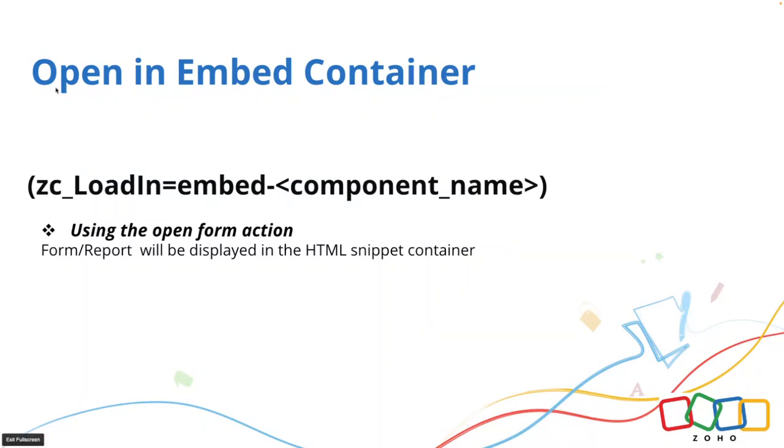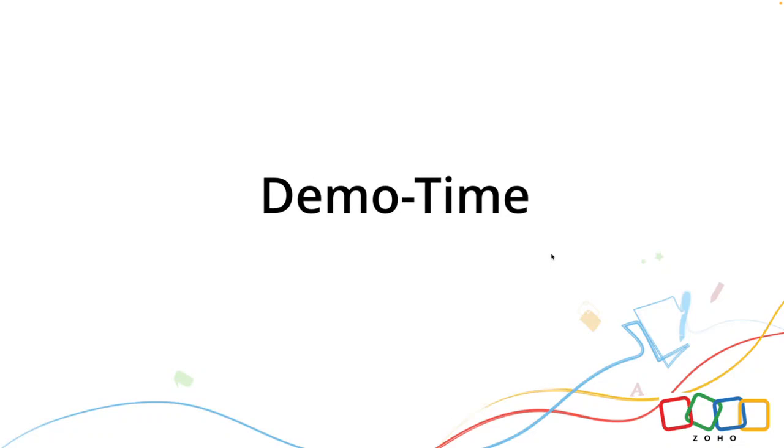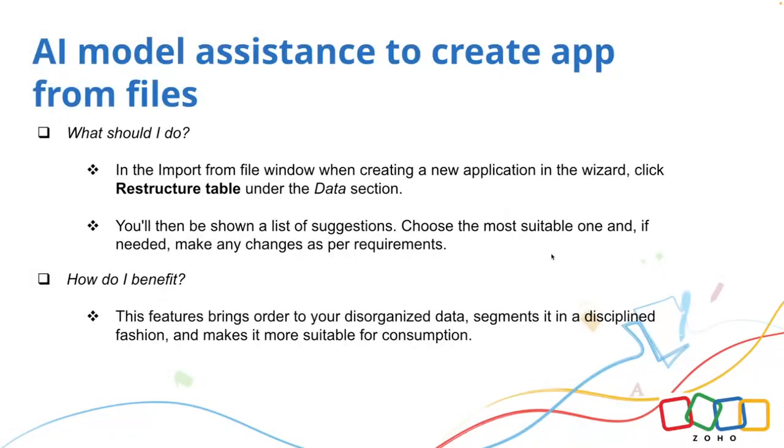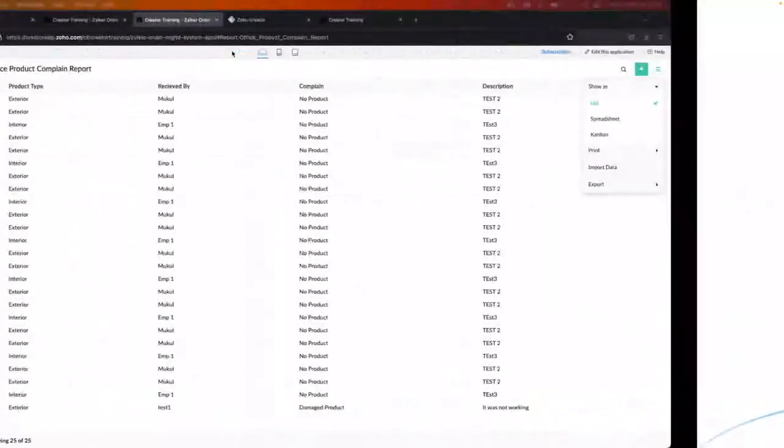So you can open it in the embed container. This is the syntax, and using the open form action to open a form or a report, it will be displayed in the HTML snippet container. I'll show you how the same can be done. Let me just simply get into the demonstration of it. Now this is how I'll be doing it. Just give me a moment.